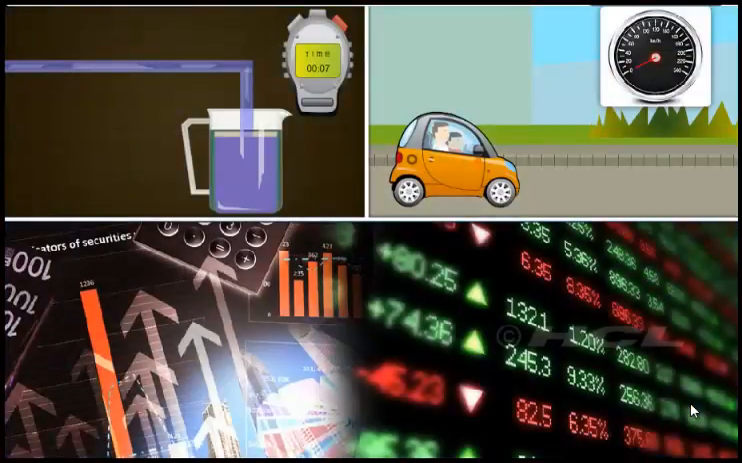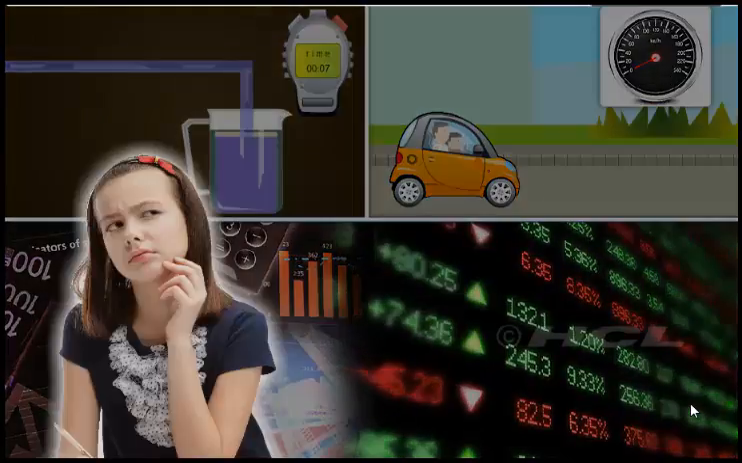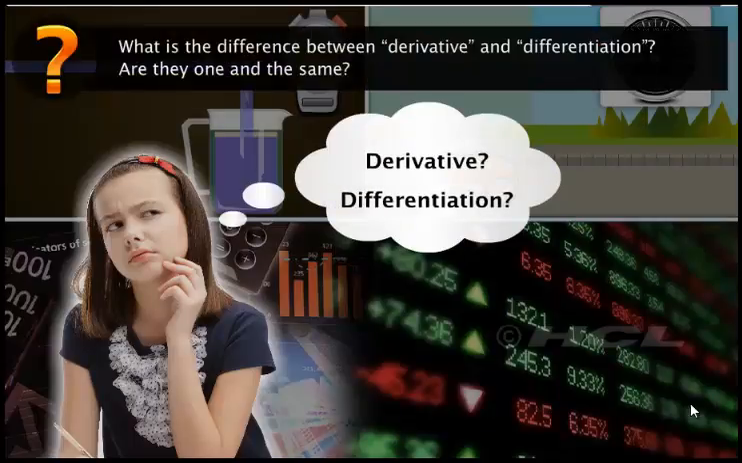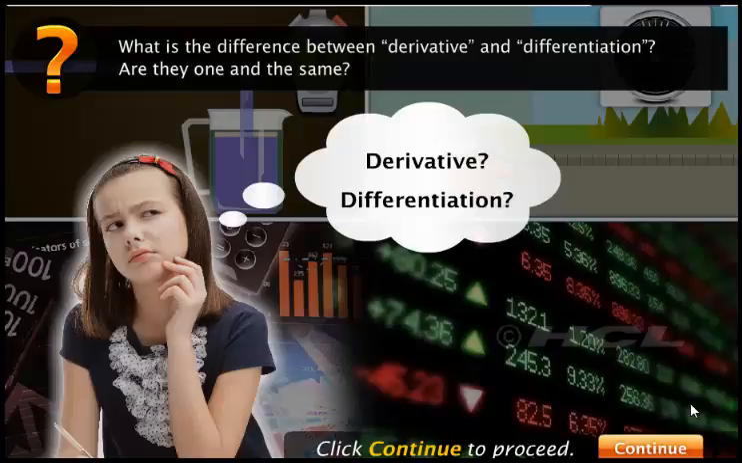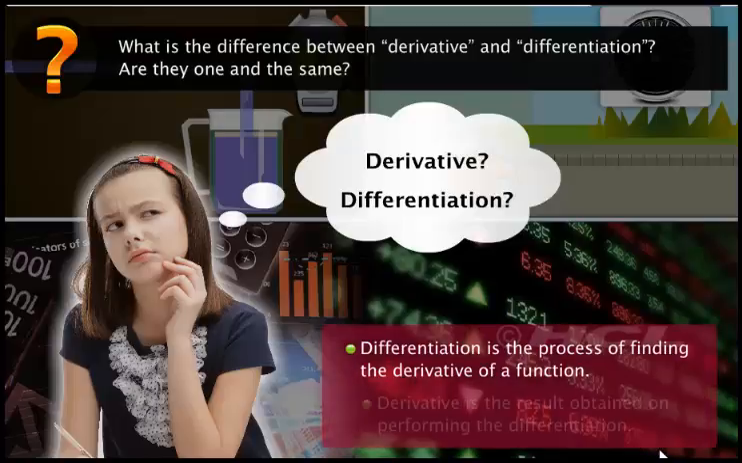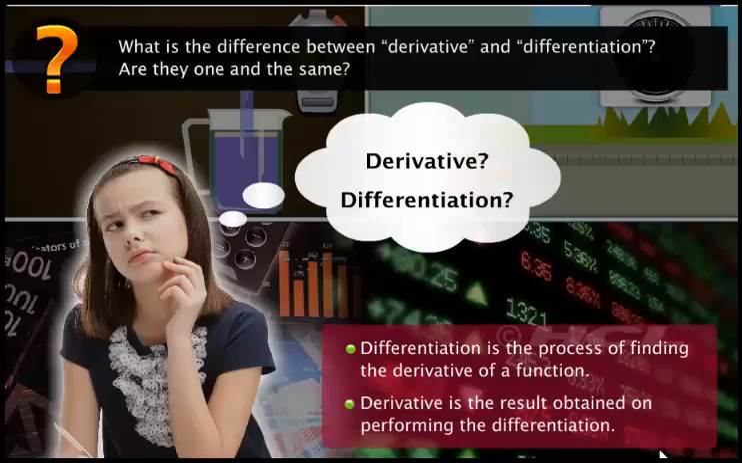We have discussed derivatives algebraically and geometrically. One may get confused between the terms derivative and differentiation. What is the difference between derivative and differentiation? Are they one and the same? Well, differentiation is the process for finding the derivative of a function, and the derivative is the result obtained on performing the differentiation process on a function.